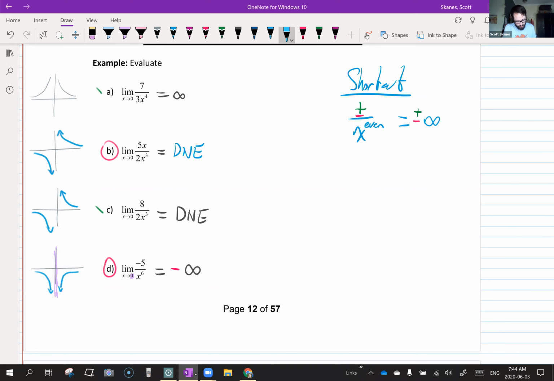The extension to the shortcut: plus or minus some number over x to the power of some odd number, it actually works out to be that it doesn't exist. So if you see an odd number on the bottom, once it's been simplified, it doesn't exist. Okay, that's your shortcut. You don't even need workings for that.